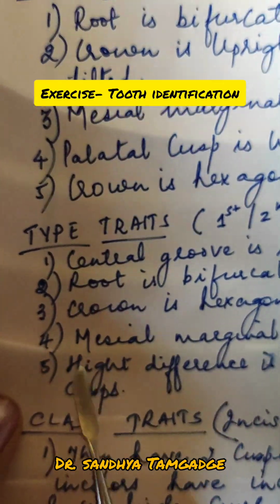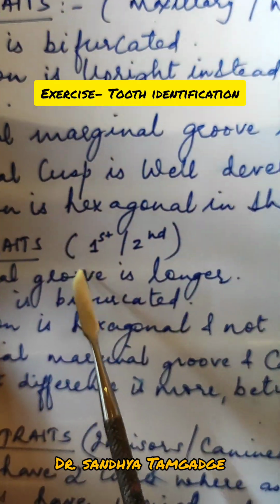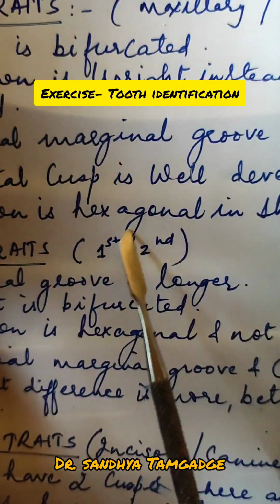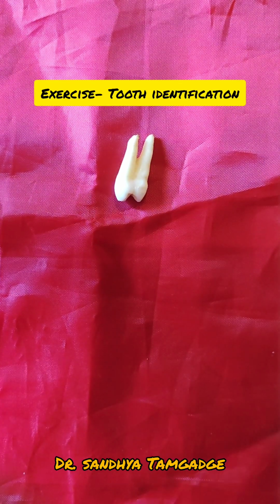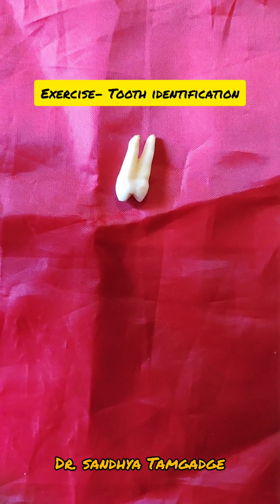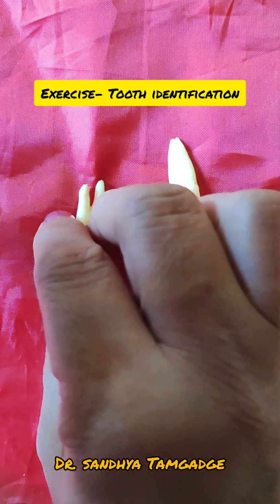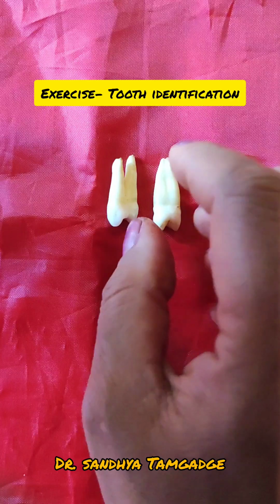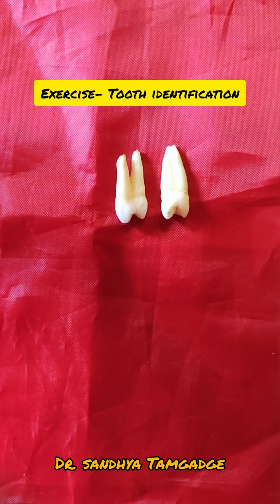Now let us see the type trait. So type trait is differentiating points between the maxillary first and maxillary second premolar. So we need to differentiate between maxillary first and maxillary second. So I will keep both the teeth in anatomical position and we will differentiate.